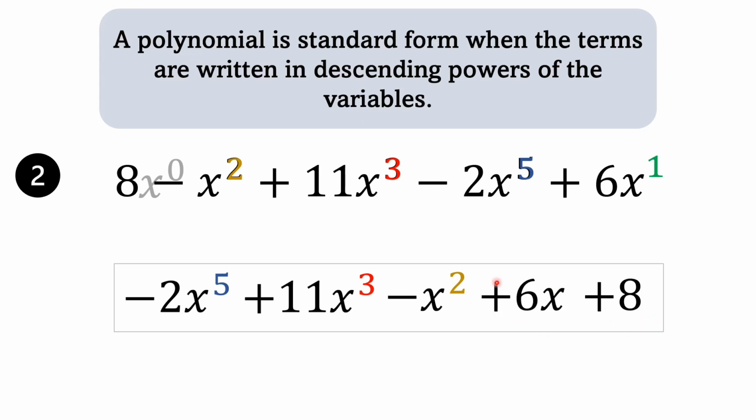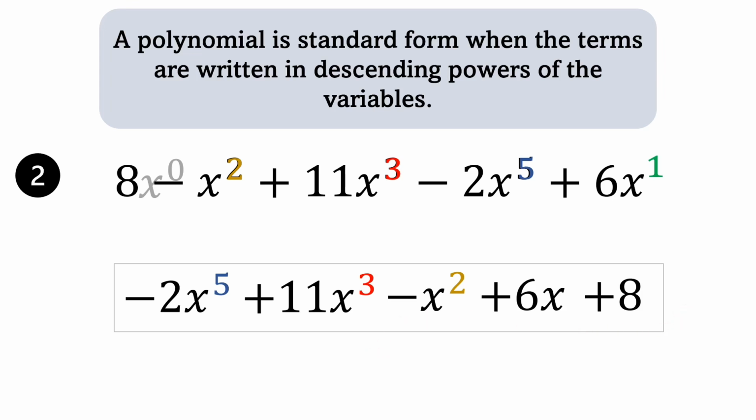You don't need to write the missing term, which is power 4, because it is not needed. But sometimes there are situations that you need to place the missing term with a 0.